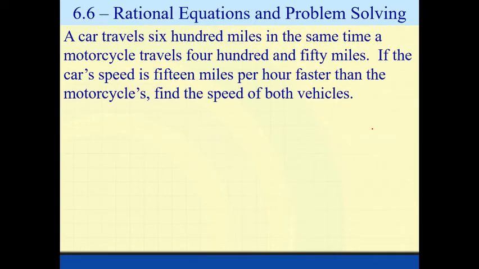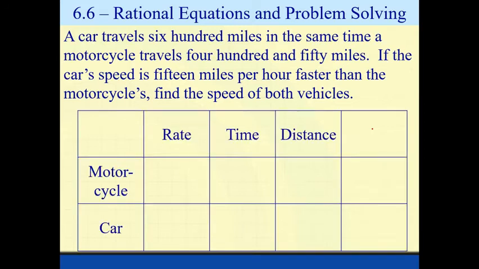We have a car that travels 600 miles in the same time a motorcycle travels 450 miles. So if the car's speed is 15 miles per hour faster than the motorcycle's, we have to find the speed of both vehicles. So again, we're going to set up a table. Now, the motorcycle, the rate is just x. They didn't give it to us. The car, though, is 15 miles an hour faster than the motorcycle, so that's x plus 15.